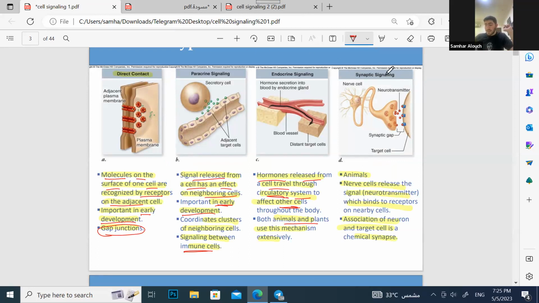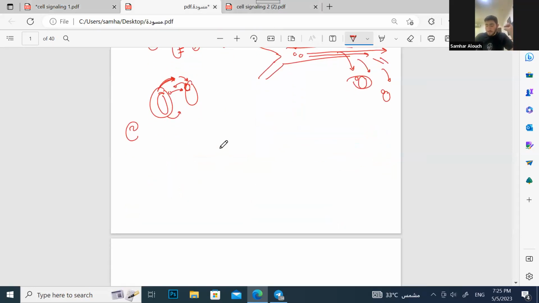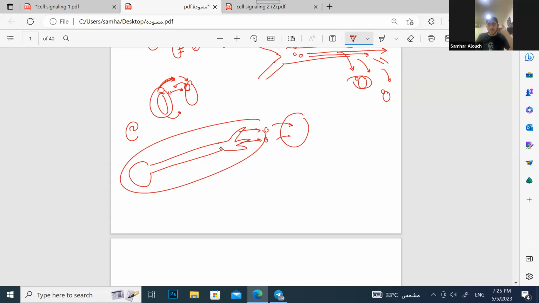Third mechanism is synaptic signaling, and from the word synaptic, it means that we have neurons, and you took this in MSK. Okay, so we have one axon. This is a neuron cell, and the axon has an axon terminal at the end, and it sends the signaling molecule, and it binds to the muscle or to another neuron or anything else. It involves neurons. So this is the fourth type, which is synaptic signaling.